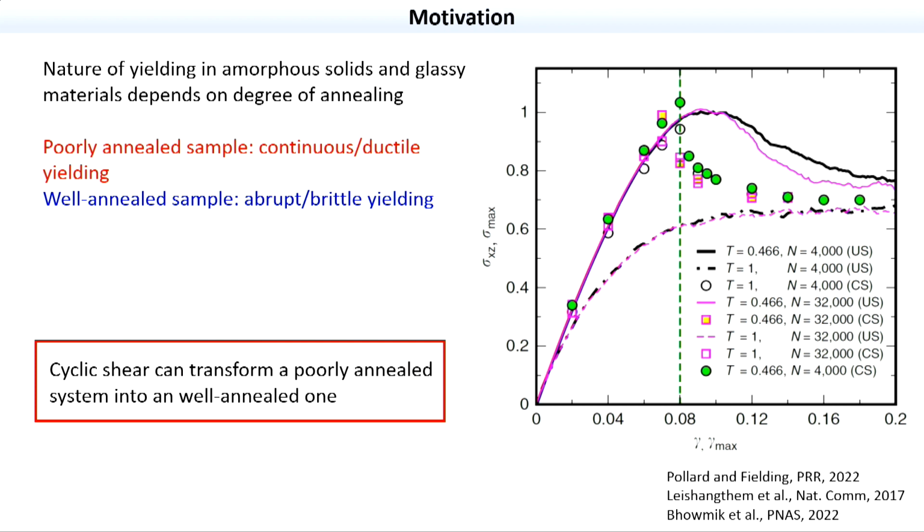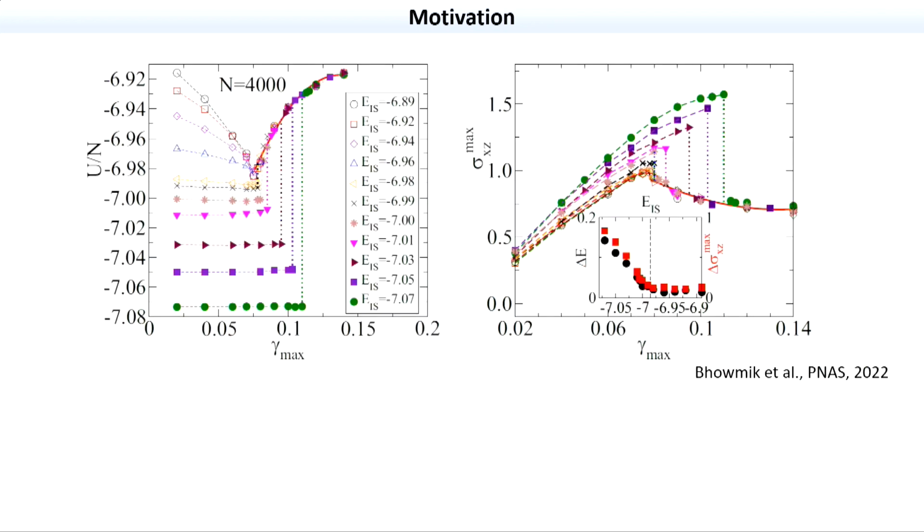And this recent study also indicated that application of cyclic shear can change things. You make a sample that is, let's say, poorly annealed. Now you can apply repeated cyclic shear to make it well annealed, and the yielding nature can change. Okay, so now the question is how it is achieved.